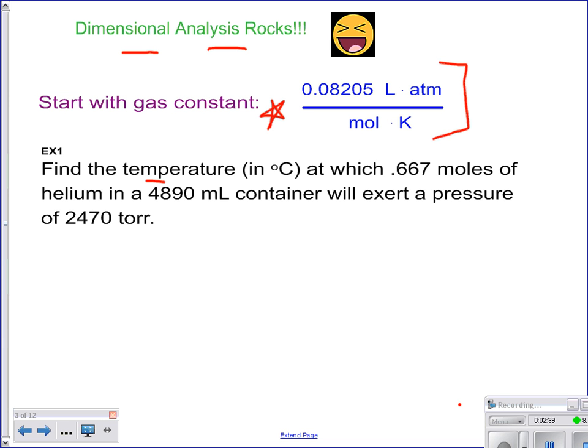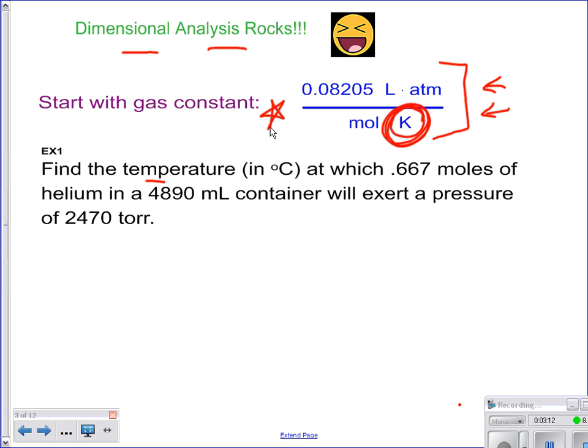For example, when it says find the temperature, I know I'm going to want everything to cancel out except for Kelvin. If I want Kelvin to be what I'm looking for, do you think I want to start with this as is, or do I want to flip the numerator and denominator? Flip, right? Because I'm solving for Kelvin, I want that in the numerator. So this is an approach using dimensional analysis.